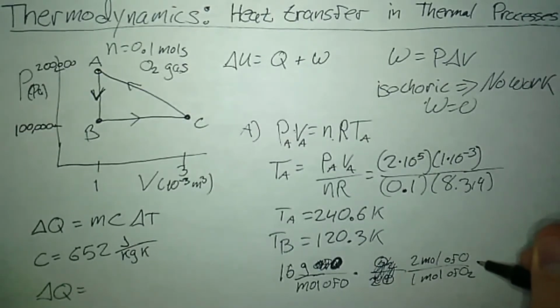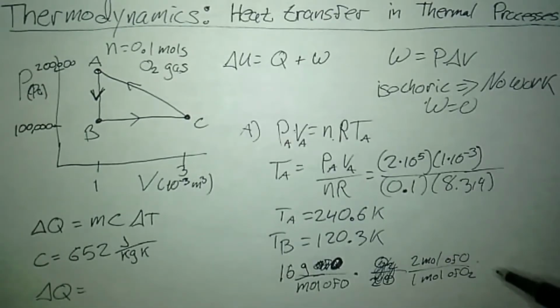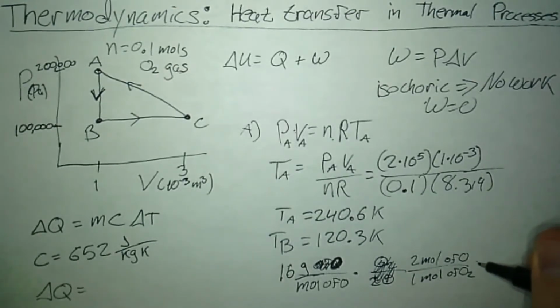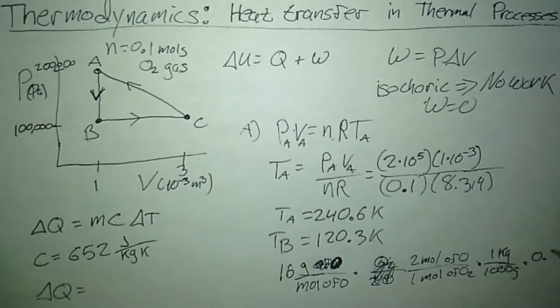And so that's going to tell me that I have 32 grams per mole of O2. But I want kilograms, right? So I'm going to change to kilograms. So I want to do 1 kilogram per 1,000 grams. And lastly, I actually have 0.1 moles. So I need to multiply this by 0.1 to get an absolute value.